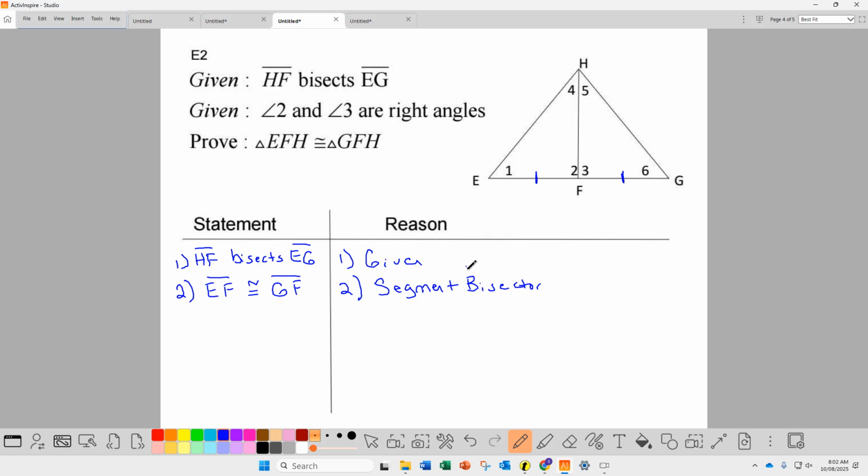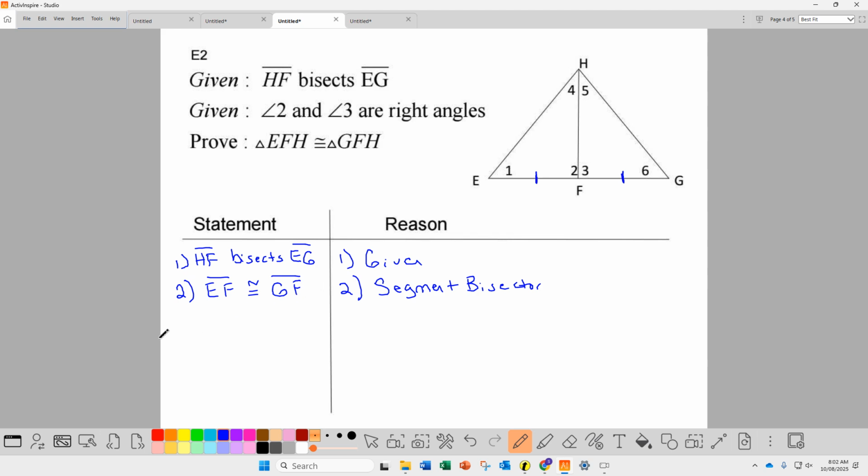Yes. Because I'm about to use it now. I first wanted to get what information it gave me first. Can you do it in that order? Yes. But then you got to pull what it tells you from the given information each time. So the others were just direct. It just told you the things were congruent. This time, what did HF bisecting EG tell me? It told me that EF was congruent to GF, and I wanted to get that down first. Okay. Is that good? Okay.